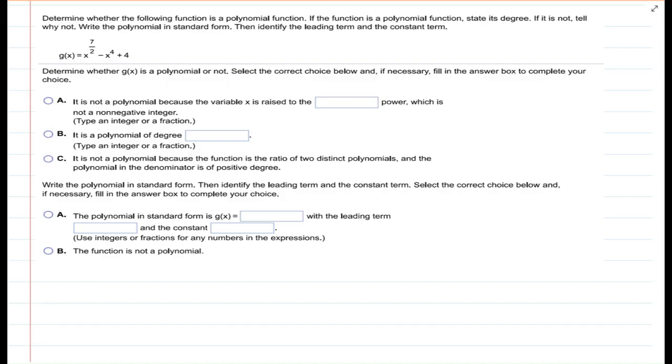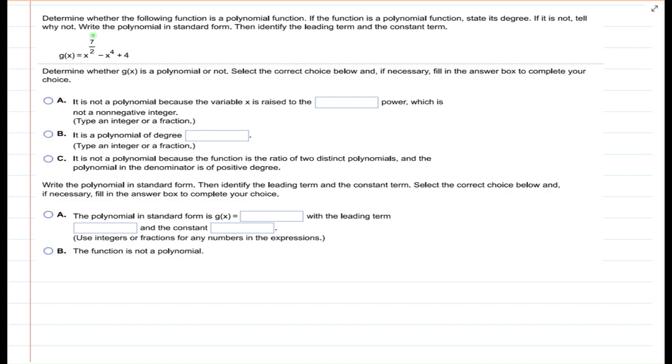The next problem is pretty similar to the previous question. The function is x to the power 7/2 minus x to the power 4 plus 4. Is it a polynomial or not? The answer is no. Why it's not a polynomial? Because the exponents of variable x are not natural number.